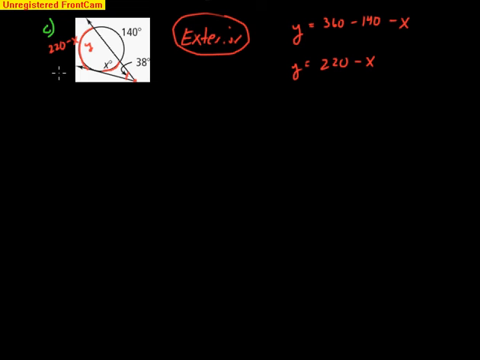And now we can find x. Forget about y now. Who cares about y? We have our two arcs. So exterior angle is half the difference. So 38, the angle, is equal to half the difference of 220 minus x minus x. 220 minus x minus that x.